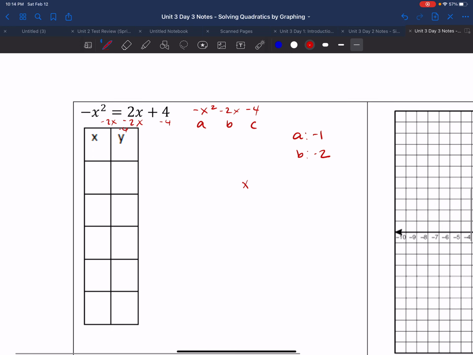So I'm going to figure out with my vertex. Or I'm sorry, I'm going to figure out what my vertex is. So that's just going to be, so this is negative times a negative, that's just -2 divided by -2, so x is equal to 1. So I put a 1 here. I'm just going to count up and down, so this is going to be 0, -1, 2, and 3.